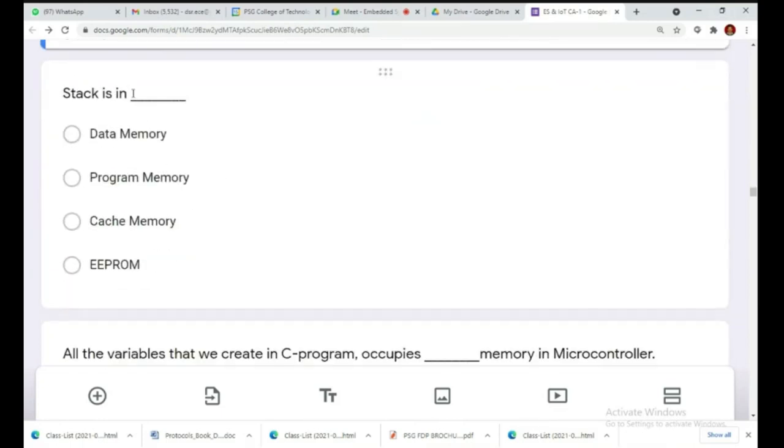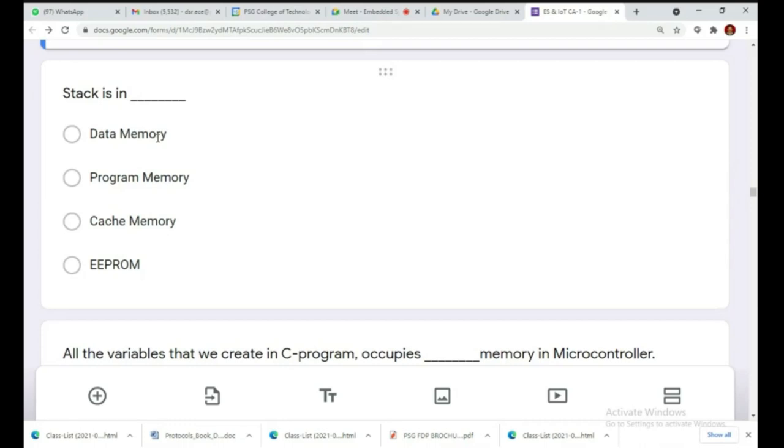Stack is in, okay, stack. Stack comes in interrupt related things, as we all know. Stack is in data memory, because when you talk about 8051, the stack memory is in the data memory. The stack pointer is pointing to the 07th location of the data memory. So whenever any push instruction comes, the return address will be pushed to the stack. And after executing the RET instruction, the return address will be popped from the stack.